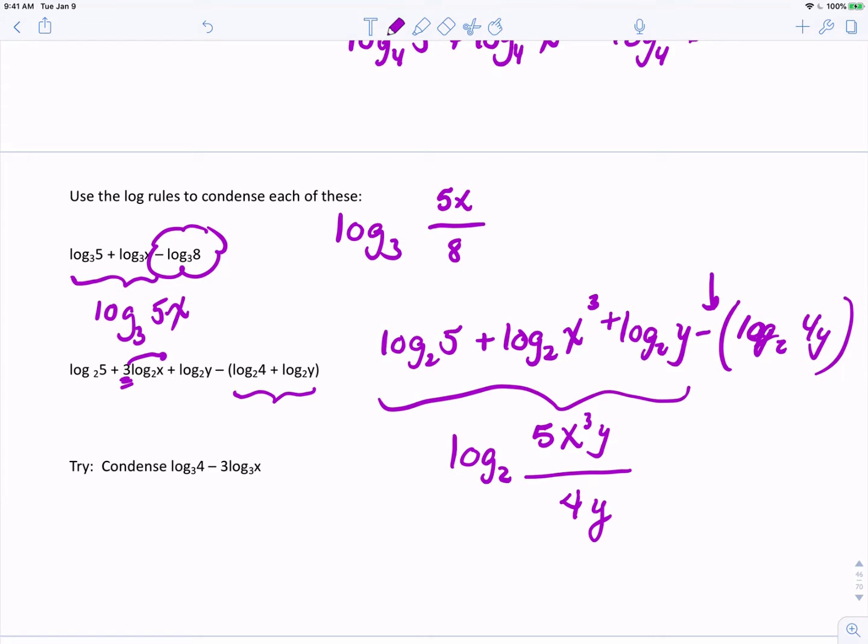Here's one for you to try. Now, I'll get you started. Remember, we're going to do the same thing that we did before. Whenever we see a number in front of the log, we're going to rewrite that as a power. So start by saying this is the same as log to the base 3 of 4 minus log to the base 3 of x cubed. And now I'll let you do the finishing touch by yourself.